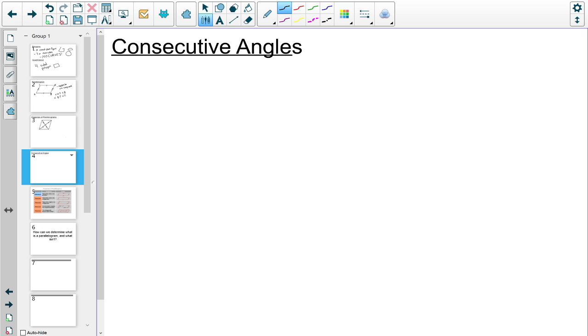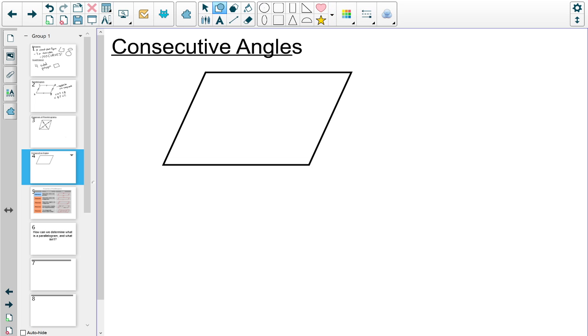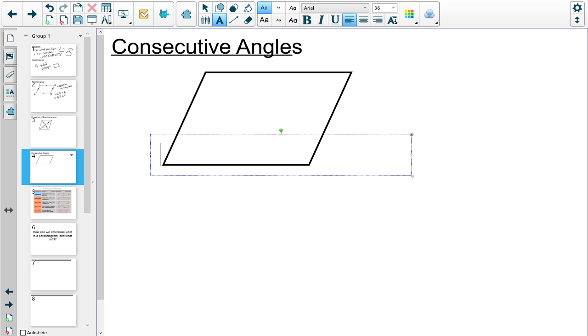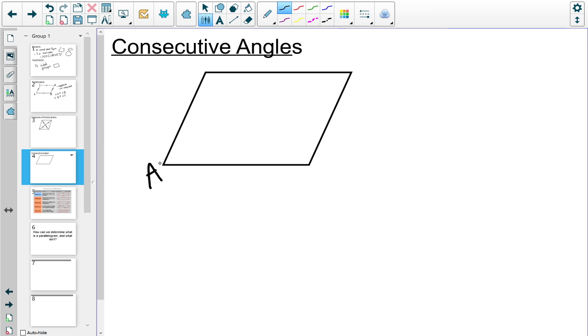Moving on, we have consecutive angles. If you guys remember what that means, basically consecutive angles are angles that are next to each other. So in this case, if we named this A, B, C, D, well then A and B would be consecutive, B and C would be consecutive, C and D would be consecutive, and D and A would be consecutive. And one thing cool about the consecutive angles of a parallelogram is that they add, we'll use A and B for an example here, they add together to equal 180 degrees.